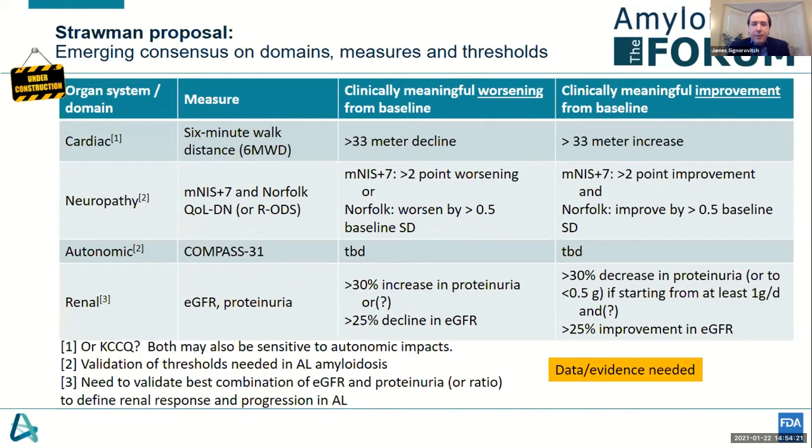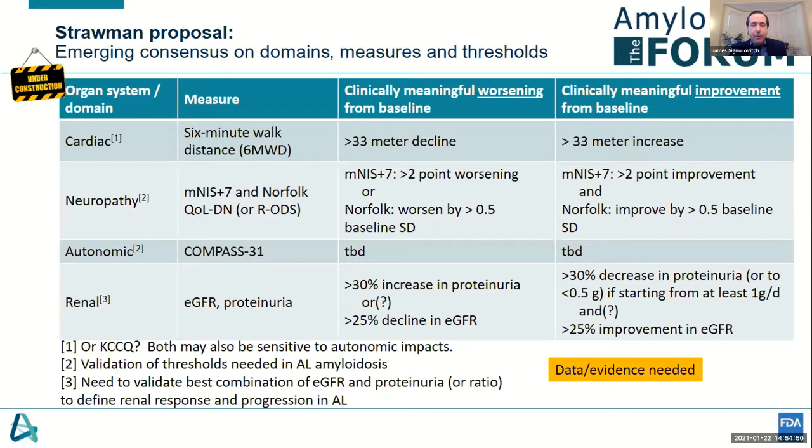So the first step is to identify the different domains and measures that we want to include. So even before we decide whether we're going to have a response outcome or a progression-free survival or a multi-domain responder, we want to narrow down to what are the specific measures and thresholds for clinically meaningful worsening and clinically meaningful improvement that we're going to consider.